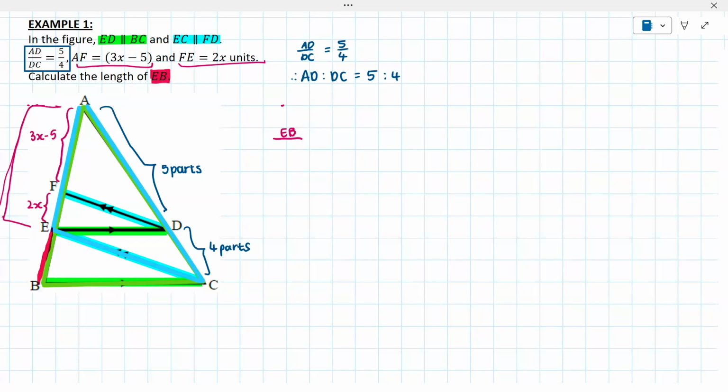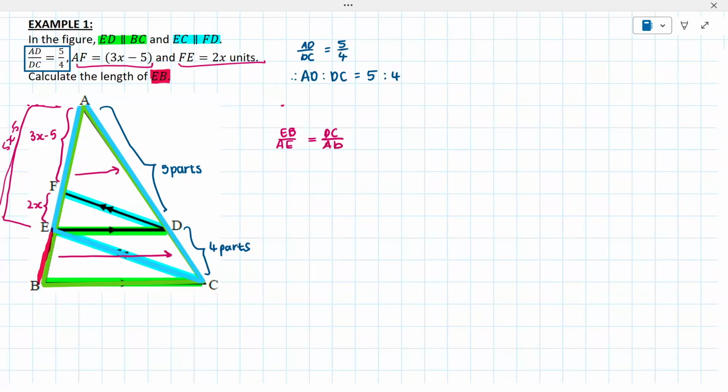Now, remember I said to you, because you know what AF and FE are, you know that the whole side length of AE is 5x minus 5. And because you know that, I'm going to use that. I know that bit of information. So AB over AE is equal to, front and center here, EB matches up in my green triangle with DC over, and AE matches up in my green triangle with AD.